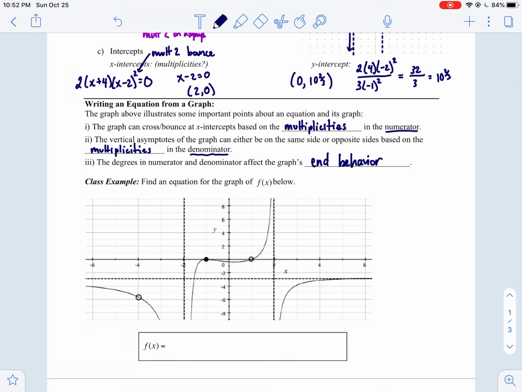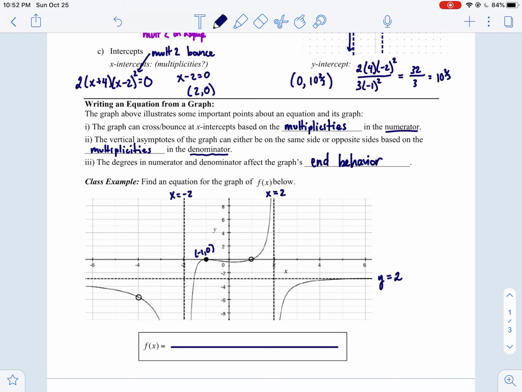So if I take a look at this example, let me label a few things so we can see here that there is a vertical asymptote at -2. We've got another one over here at +2. Looks like we have a horizontal asymptote at y equals 2. Okay. Looks like we've got an x-intercept there at -1. And then we've got a hole over here at -4. And looks like another hole there at 1. Okay, so lots of key things that we want to try to fit into this equation.